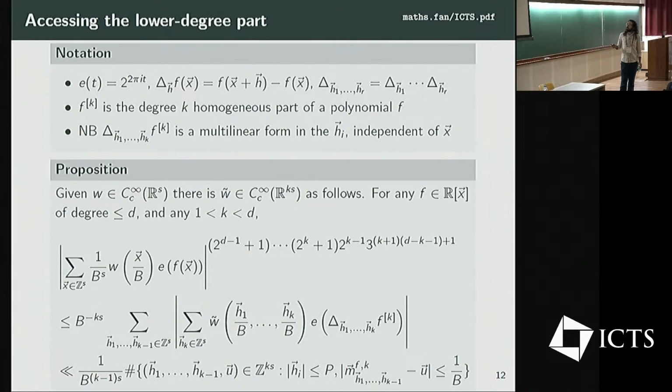And then we have some polynomial f of degree at most d, and we want to extract the degree k part of that polynomial. So this is all in s variables. And so what I do is I raise this to some extremely large power.